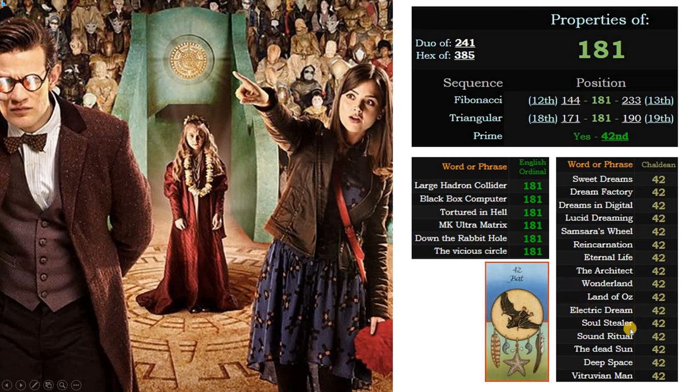Then Soul Stealer, they are stealing our souls. Sound Ritual, there is a sound that corresponds to the orange waves. And this sound is the humming of the hummingbird Saturn woofer. Then the Dead Sun, this refers to the Black Sun. Deep Space and Vitruvian Man.